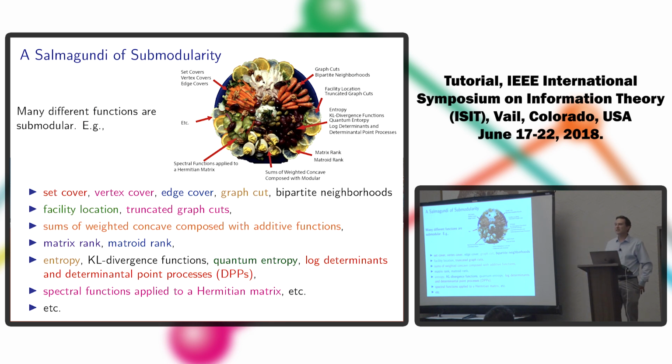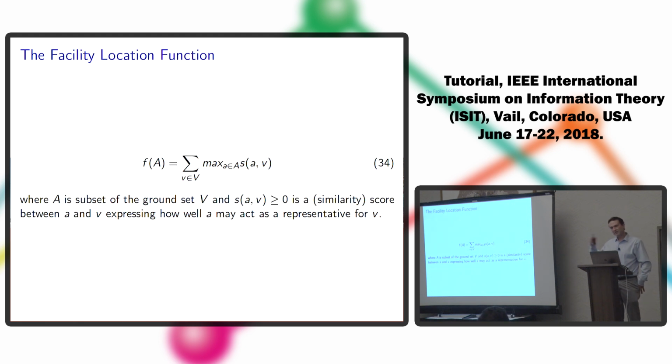There's a large class of functions, many of which are simpler than entropy. Of course, the log determinant function is a classic submodular function. It's the same as the Gaussian entropy. That's a trivial way of proving the submodularity of that function. But one of the things I want to do is to show you some of the functions that we've used that have been particularly useful in data science, starting with the facility location function.